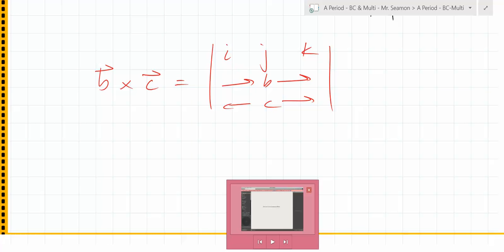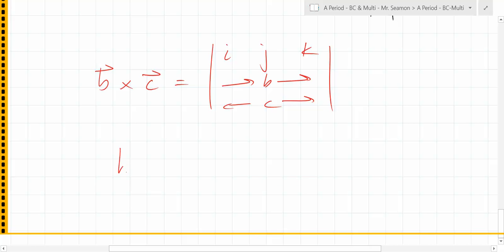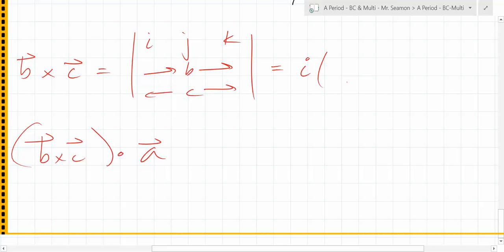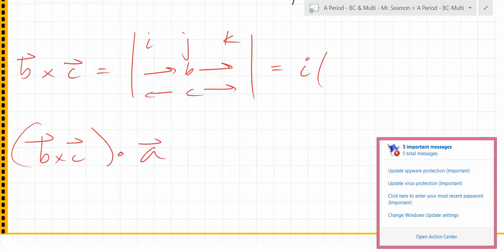It would be I times the 2 by 2, 2 by 2, 2 by 2, right? When you take this, what are we doing? We're taking B cross C and dotting it by A. So when we do this, you're going to get I times something, right?